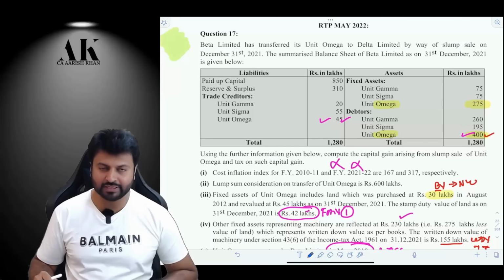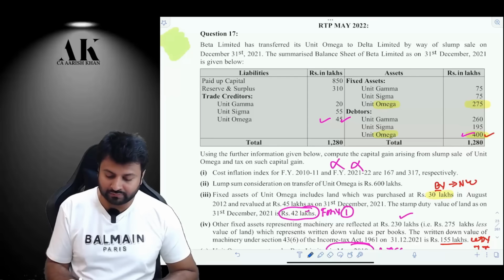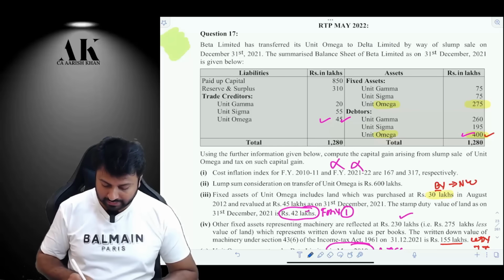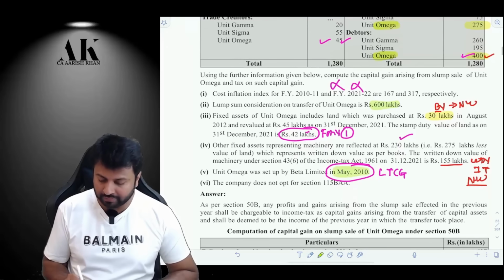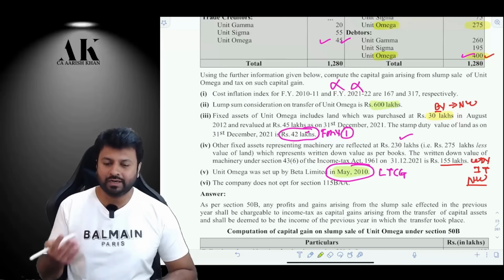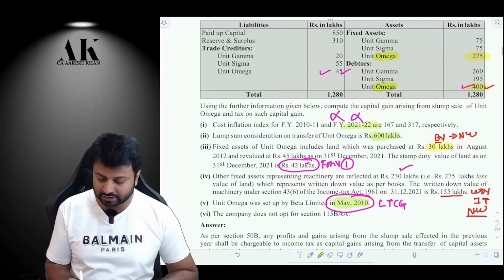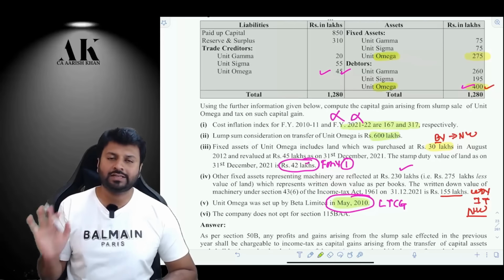Now the first question is based on slump sale, and in slump sale you are selling one of the units, that is Delta Limited, that is you are selling your Omega unit to someone. Okay, at what price you are selling? At 600 lakhs, and this unit is a long term unit because this unit was formed in 2010, therefore the unit is long term. But it doesn't matter whether the unit is long term or short term, indexation benefit is not going to be available in slump sale. I hope you know that.